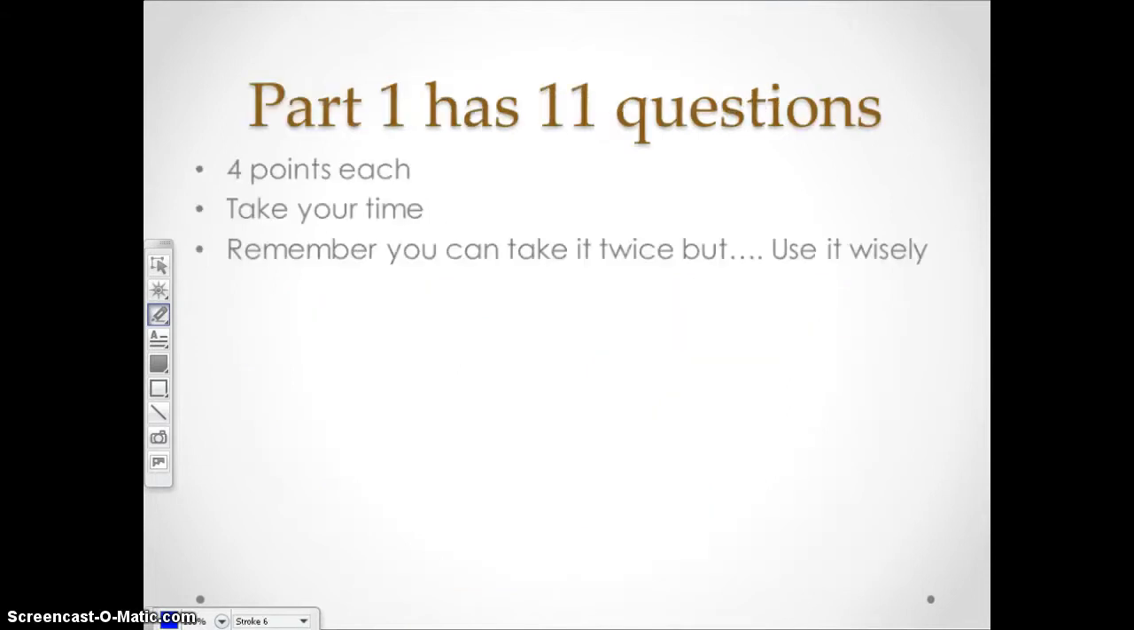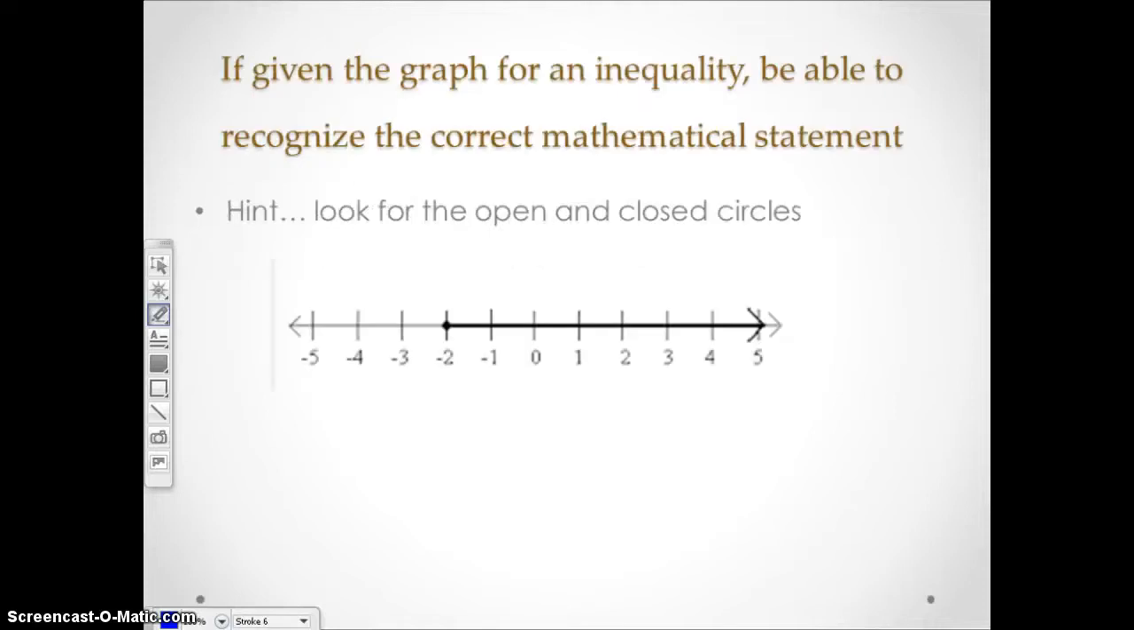Part 1 has 11 questions. This is the computer scored portion. They're worth 4 points each. Take your time. Don't rush. Remember that you can take it twice, but use that retake wisely. The computer remembers your last score, not your best score.